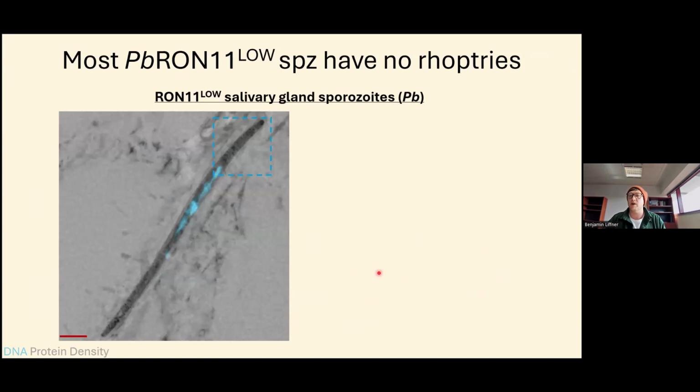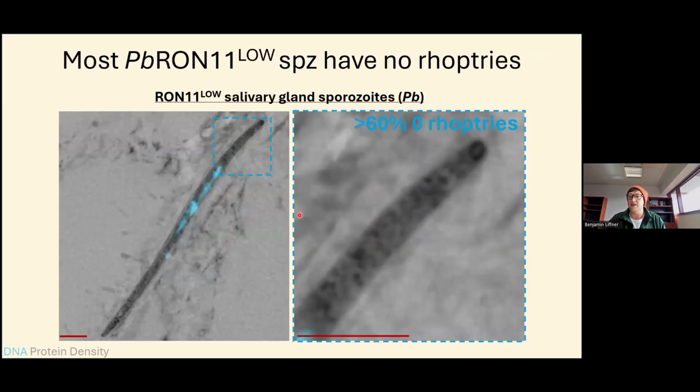And going back to rhoptries, one of the very interesting things we found was that of the sporozoites in the salivary gland, but again, not intracellular, most of them didn't have any rhoptries at all. The newly formed RON11 low sporozoites in the midgut had 2 rhoptries. And so to me, this says that these sporozoites reach the salivary gland and they're still secreting the remaining rhoptries that they have, leading to these sporozoites that have no rhoptries. So to me, this says that they're likely still secretion competent.